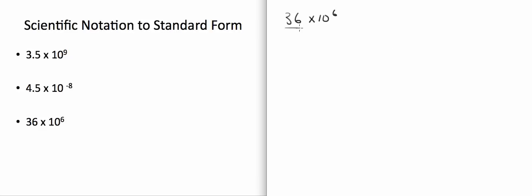This last example, we've got 36 times 10 to the sixth. Hopefully we realize that this number right here, 36, is not between 1 and 10. So we need to change it to make it between 1 and 10. So we have the decimal point here. If we move it 1 spot to the left, it's going to make it 3.6. But because we moved the decimal 1 spot to the left, we have to change our exponent here as well.